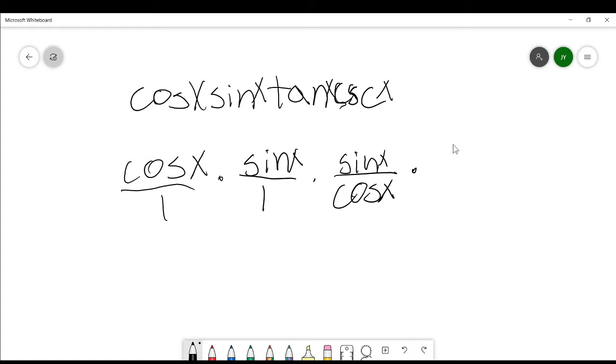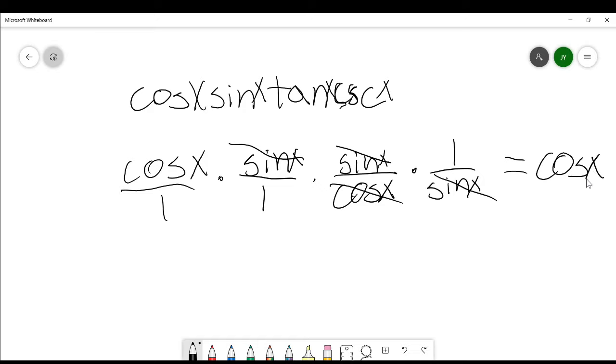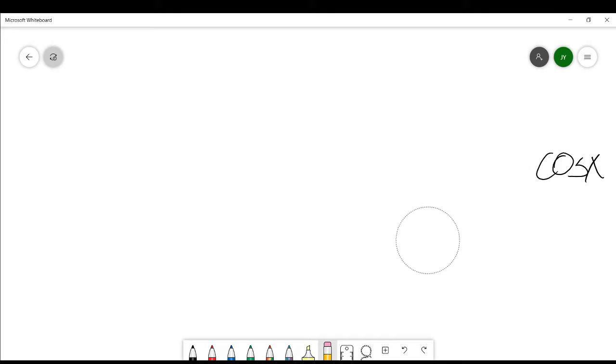And here is 1 over sine of x. All right, so if we were to multiply this out, sine x cancels, cosine x cancels. Oh, wait, that's wrong, sorry. All right, sine of x cancels here, so what we're left with is just cosine of x, surprisingly. All right, you all got that, right? So when you solve these problems, just make sure to simplify them out.